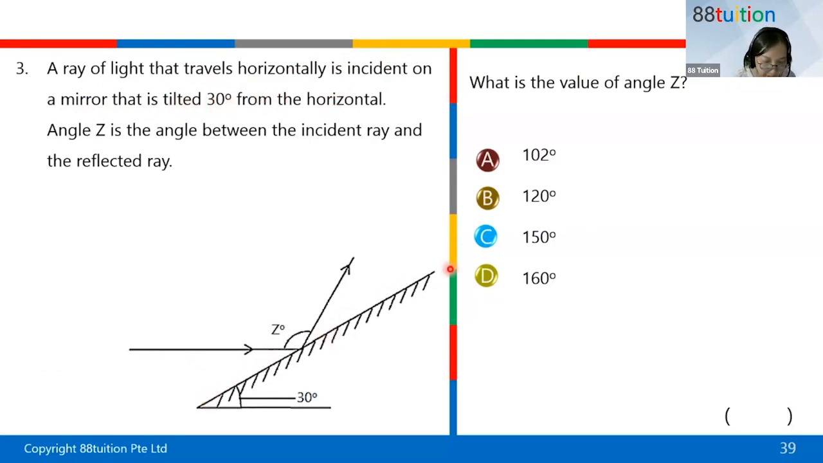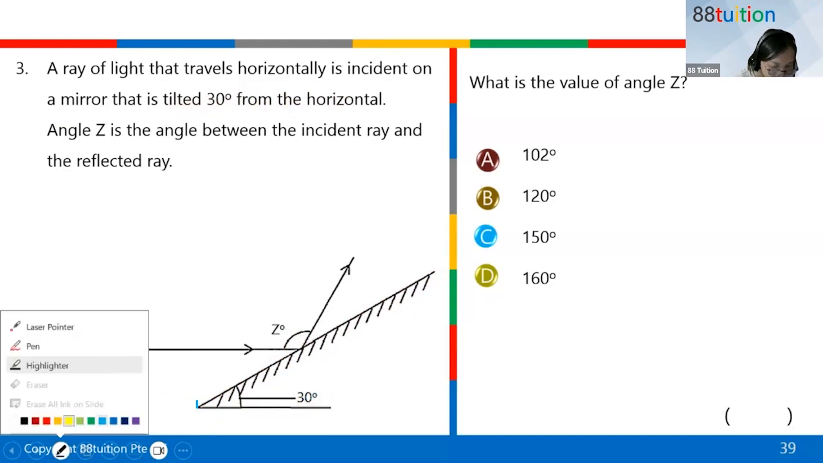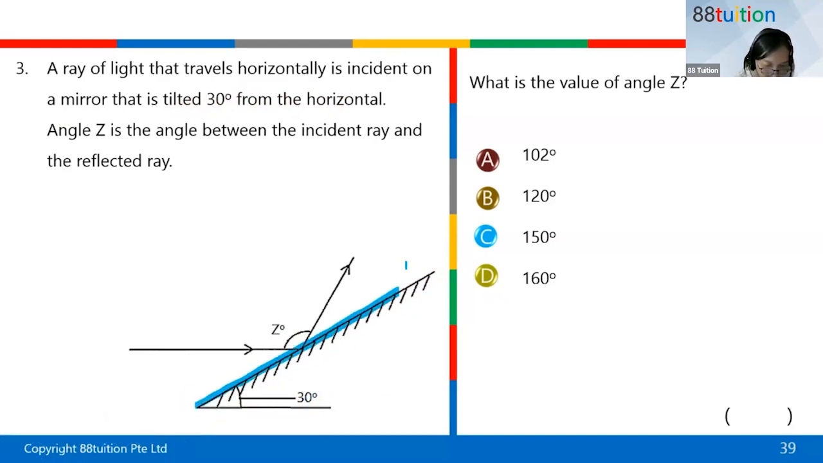So this is the mirror. You can see the mirror when you draw the slanted line with shading. That means this is the mirror. This mirror is put at 30 degrees from the horizontal. This is a horizontal line like the floor. So 30 degrees up, this is how I put the mirror. So if I were to highlight, this is the mirror.